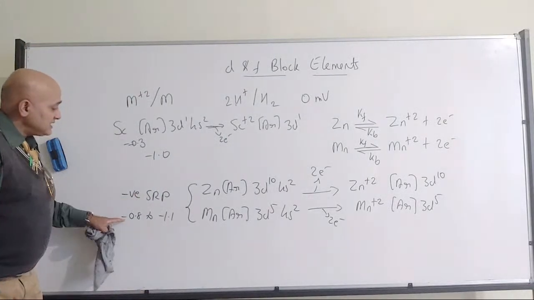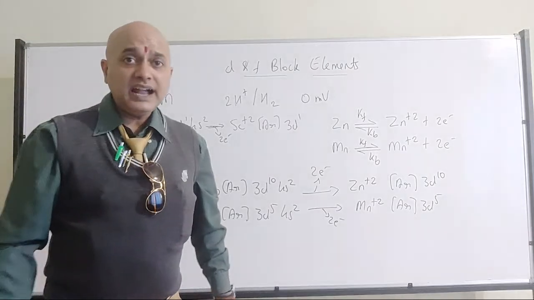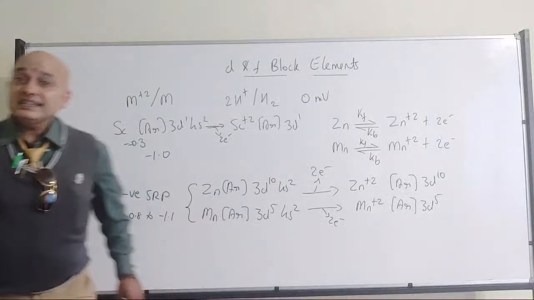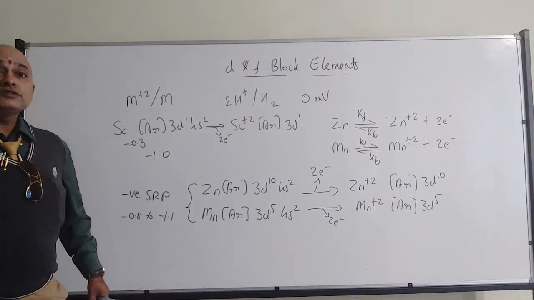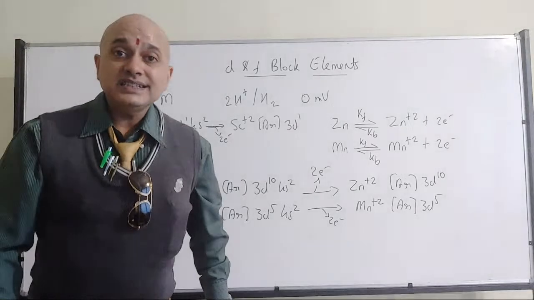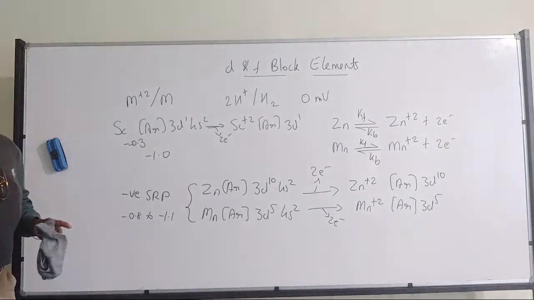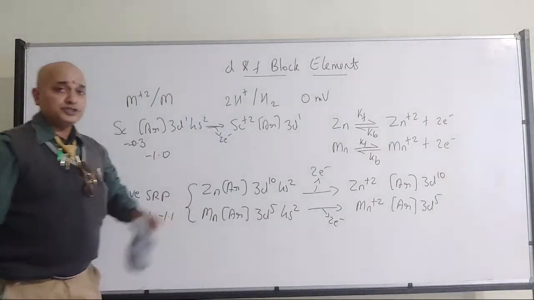So what does this minus value indicate? Minus value indicates that they will be losing the 2 electrons easily. That's what you should remember. They are going to lose the electron very easily. Fine. So that's what it indicates. So they are good donors of electrons, even to hydrogen.